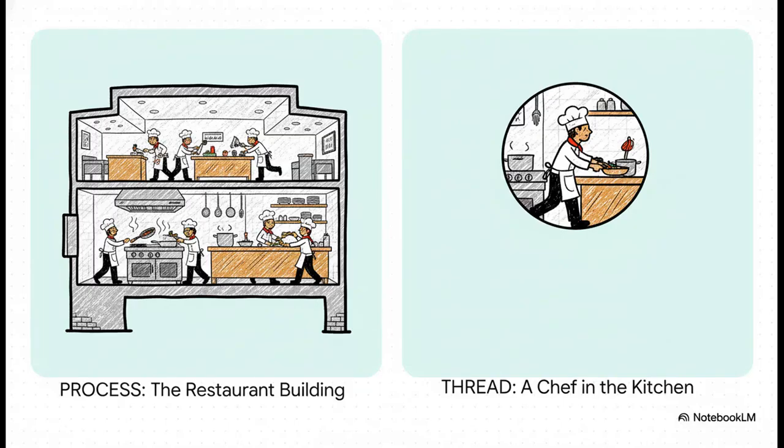Now, to really nail this down, picture a restaurant. A process is the whole restaurant, the building, the tables, the kitchen, everything. It's a big, self-contained operation. A thread, on the other hand, is like a single chef working inside that kitchen. The beauty is you can have multiple chefs, multiple threads, all working in the same kitchen, sharing the same ovens and ingredients to pump out food way, way faster.